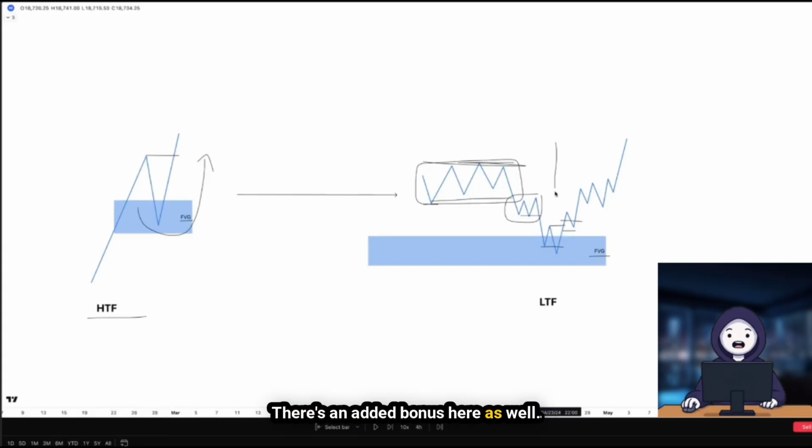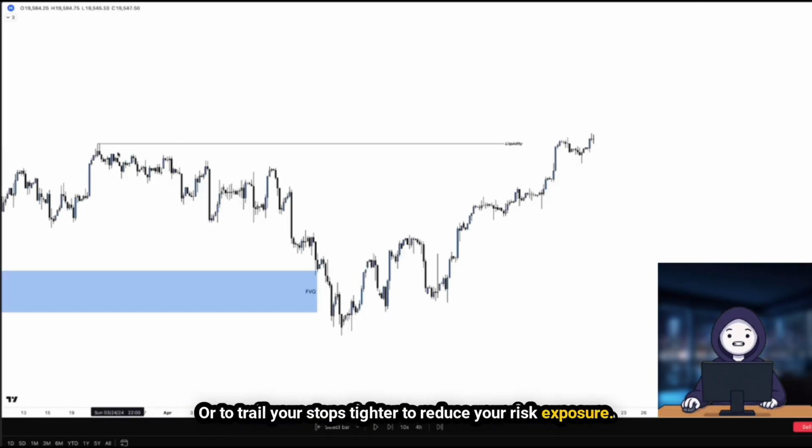There's an added bonus here as well. Once this setup is active, anytime price dips below a recent low within the move, if you're positioned long, treat that as a likely manipulation rather than a reversal signal. You can use those dips to catch later entries into the same setup or to trail your stops tighter to reduce your risk exposure. Let's look at this example.